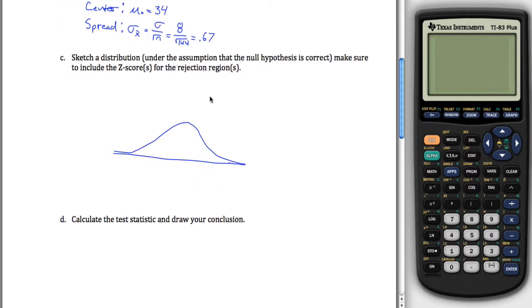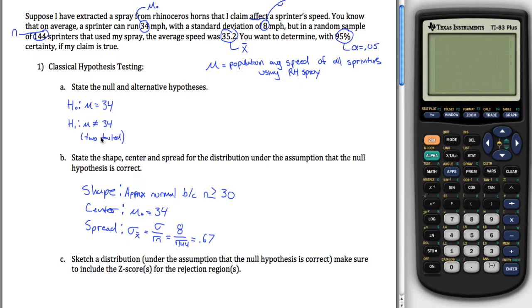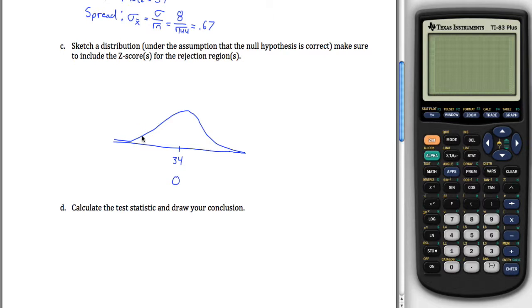Sketch a distribution under the assumption that the null hypothesis is correct. Make sure to include z-scores for the rejection regions. Okay, so what we're saying here is in the center, put 34 like you always do. But we're going to have x values and we're going to have z values, so I'm going to put a 0 down here. And then what I want are rejection regions. In this case, I have two regions because this is a two-tailed test, and the total area of my rejection region should be 5%. So what I'm saying is I have a region over here and a region over here, and the total area of these shaded regions is 5%. In other words, each of these is 2.5%.